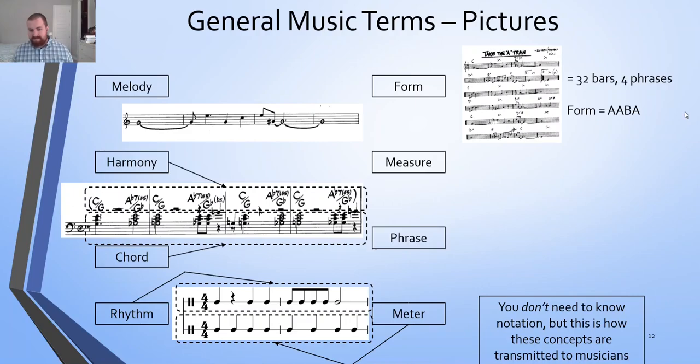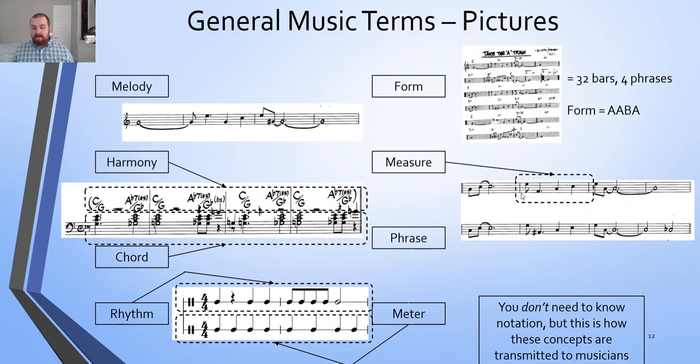Measure, of course, we have here. Notice that measures are marked visually with these vertical lines. A measure is just a unit of time within a sequence of notes and rhythms. A phrase is a larger unit. Notice that we have 8 measures here to constitute 1 phrase of music. The phrase here that I have is the B section of this particular tune.